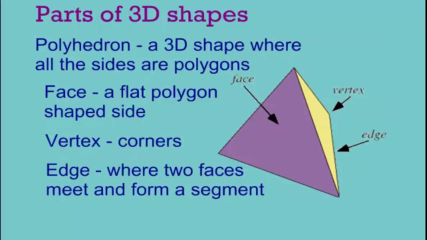Anytime we look at these 3D shapes, these are all called polyhedrons because all of the sides are polygons. There's no weirdo curves on anything. And the flat part that looks like a polygon is a face. Every corner, here, and here, and here, and here, are called vertices or vertex. That's our name for corners. And the edge is the fold where two faces meet and form a segment.